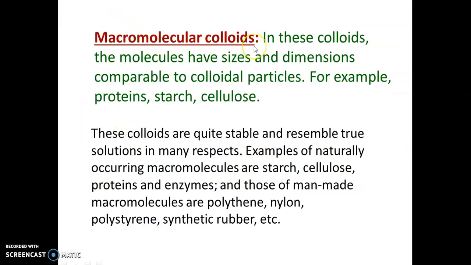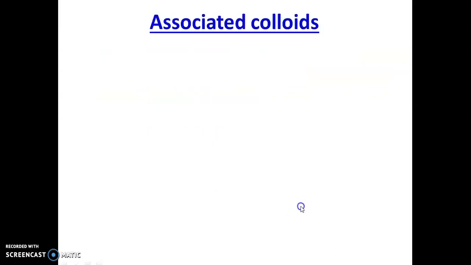Next is macromolecular colloid. In this colloid जो molecules हैं उनका size already इतना बड़ा होता है कि वो colloidal range में आ जाता है. Therefore these colloids are stable because the size is large in respect of a true solution. For example, all the polymers, either natural or man-made.